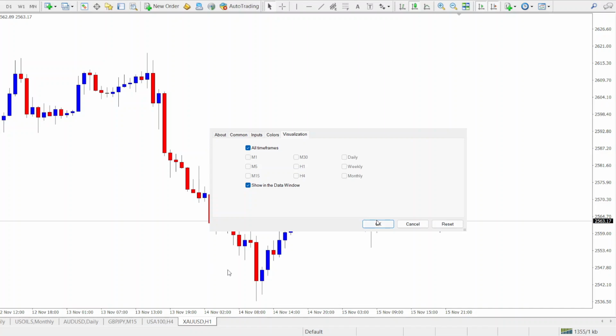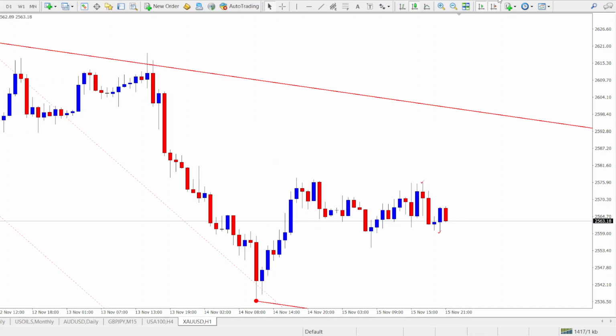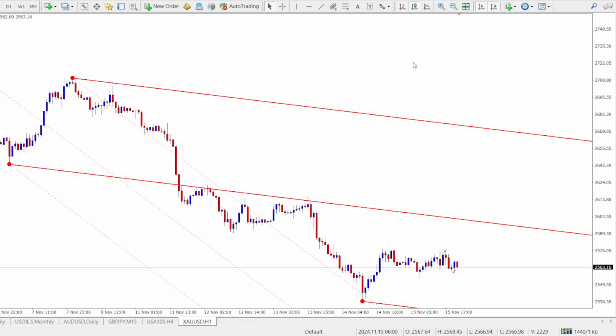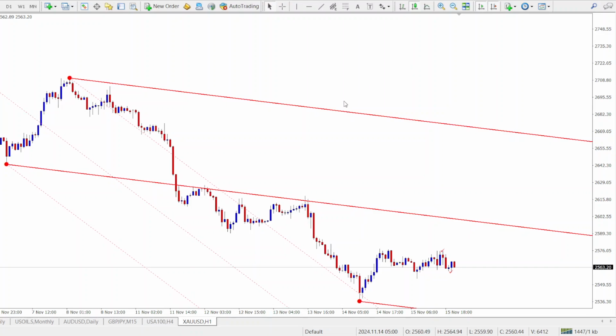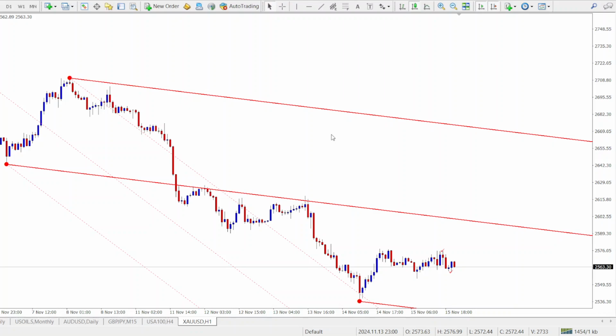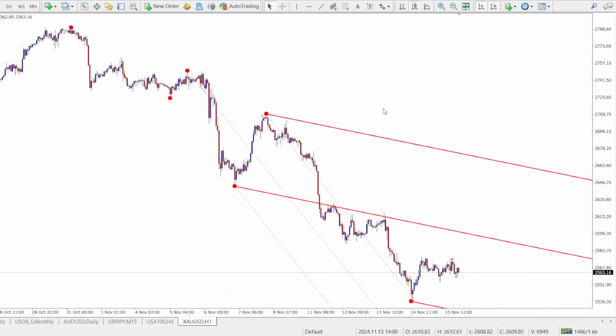All right, so here we go. This is the indicator. This is what it looks like. Now, this indicator helps you to identify trend lines. As we can see, the indicator is drawing trend lines automatically for us, right? So this indicator actually helps you to identify trend lines and key levels of support and resistance on your charts, as we can see here, right?